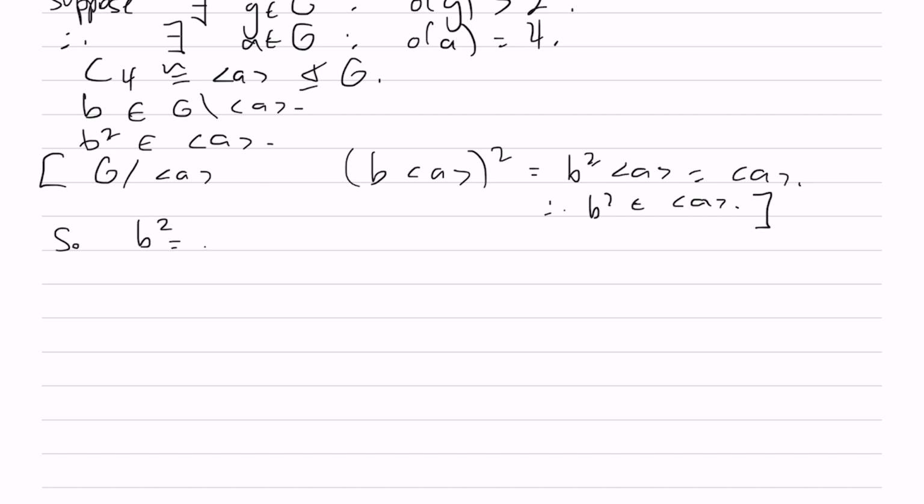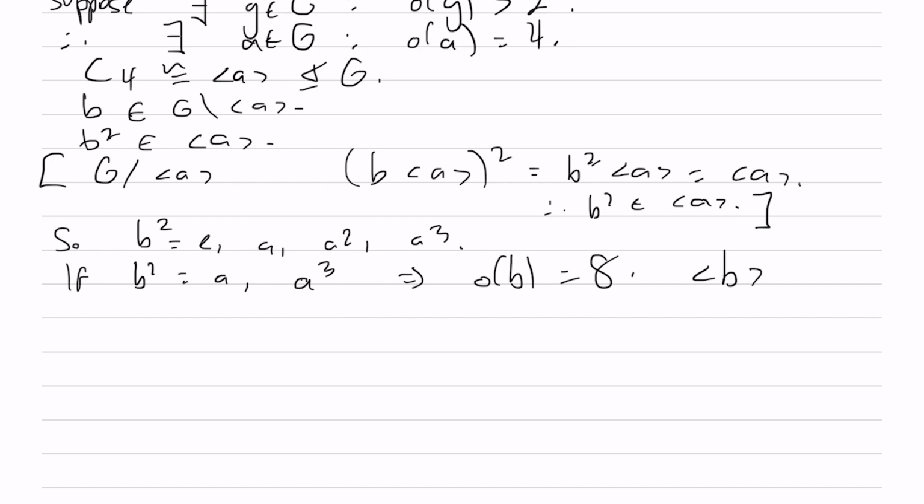B squared is going to be the identity, A squared, or A cubed. If B squared is the identity, A, or A cubed, well then we're going to have order of B is 8. And we have an order 8 subgroup, which is isomorphic to the cyclic group of order 8, but that's the same size as G, and therefore G is C8.